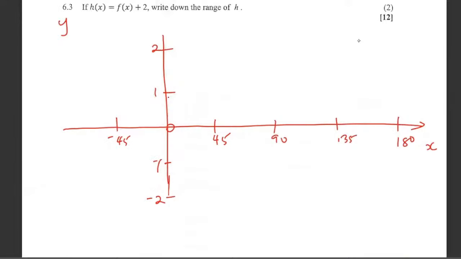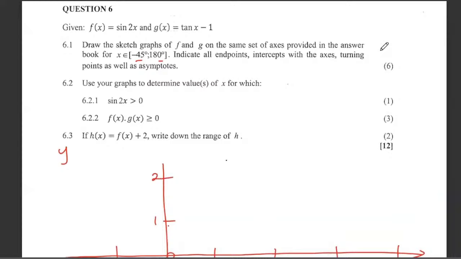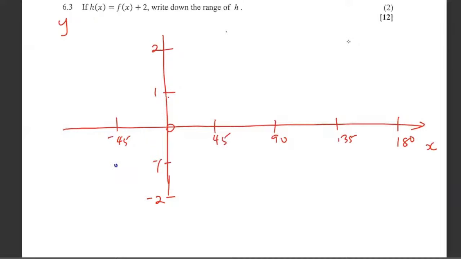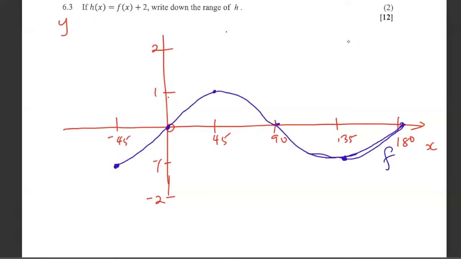All you have to do is use your calculators and your tables. If I use my calculator and get those values of the table, we know that my first value at negative 45 is going to be negative 1. 0 is going to be 0. Then 45 is going to be a 1. Then that's going to be a 0. It's a negative 1, and then a 0. So all I'll do is get your free hand and connect that. Please, the turning points, give them the necessary curve to show that they are turning points. Okay, so that is F.